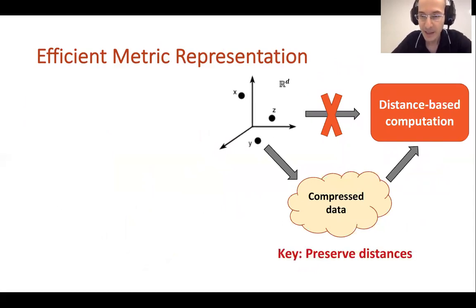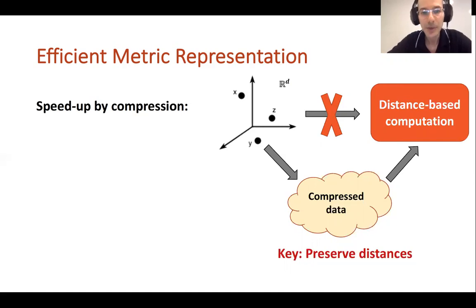And because those algorithms that we run are based only on the distances, as long as the compressed representation preserves the distances, we are going to get the same result that we were going to get anyway. And if the compression is lossy and there is some approximation, we are going to get approximately the same results, which for most cases is fine.